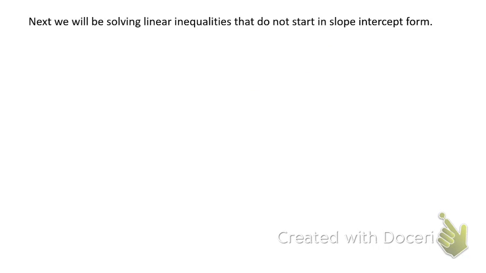All right, so what if the problem doesn't start in slope-intercept form? What do we do then? What if, for example, we have 2x minus 3y is less than 9? This is not in slope-intercept form, this is standard form. What do we do? Well, we're probably going to go ahead and put it in slope-intercept form. We're going to get y by itself.